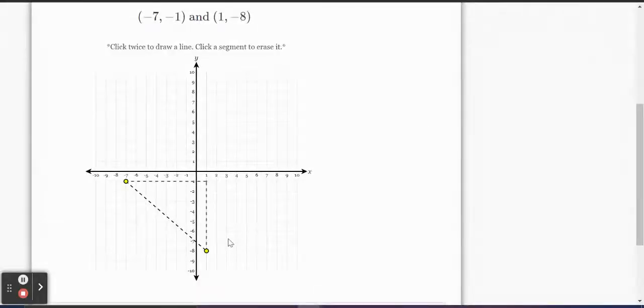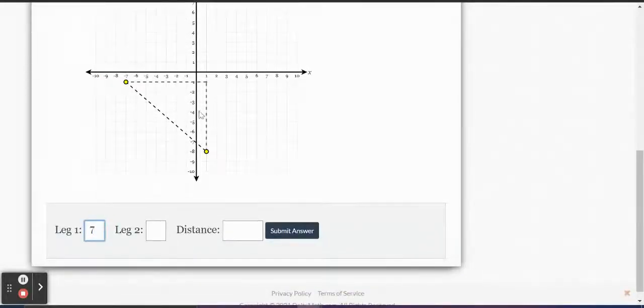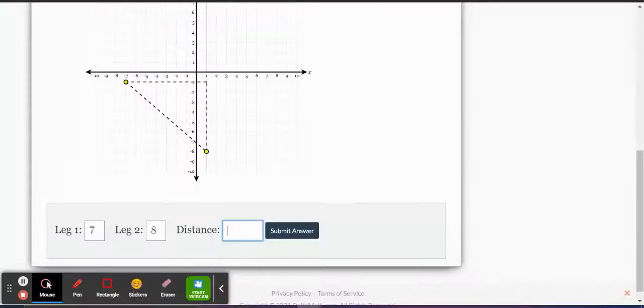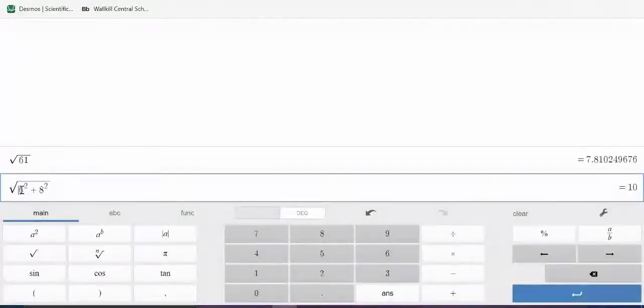Okay. All right. So leg one. All right. Again, it doesn't matter which leg. 1, 2, 3, 4, 5, 6, 7. 1, 2, 3, 4, 5, 6, 7, 8. Wrong page. 7 and 8. So I'm just going to adjust this. 7 squared plus 8 squared is about 10.6.